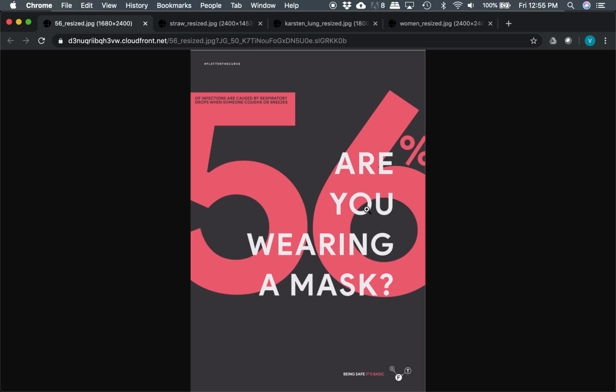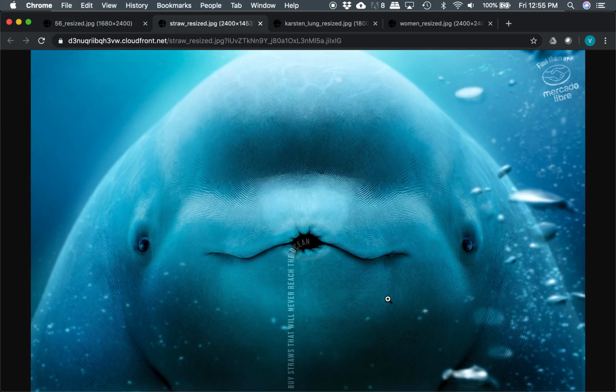Look at that dominant graphic, 56%. Bam, that jumps out at me. Now, it makes me kind of wonder, 56%. Are you wearing a mask? 56% of what? And then they used the contrast to make this stand out. 56% of infections are caused by respiratory drops when someone coughs or sneezes. Are you wearing a mask? Oh, I see. Very dominant.